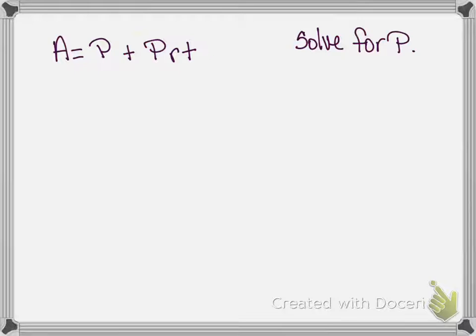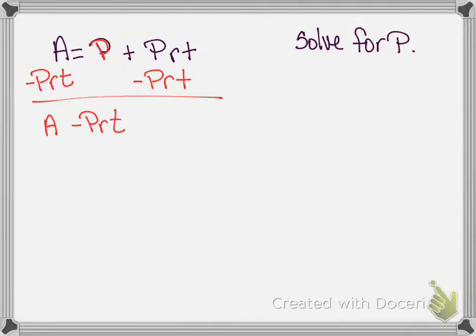The number one mistake that students make here is they're like, oh, cool. Here's a P right here. I'm just going to subtract PRT from both sides, and I'm going to get A minus PRT equals P. And I have solved for P. That is the number one thing that students do.